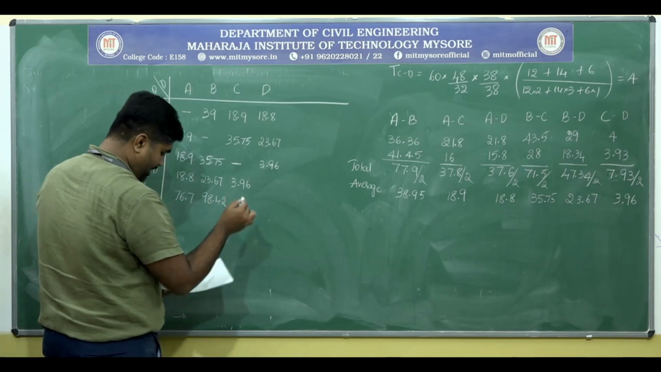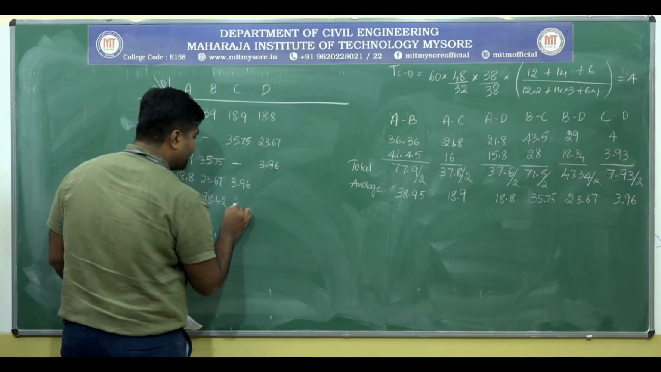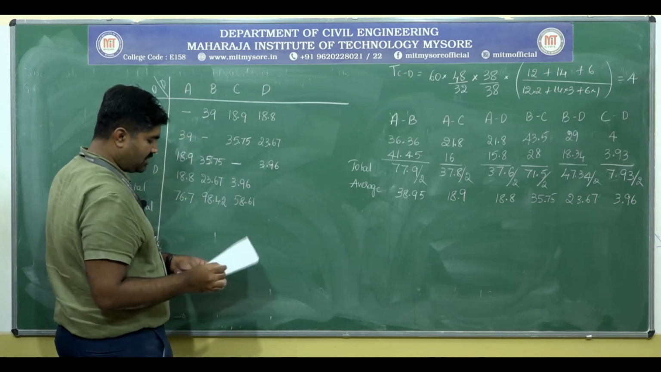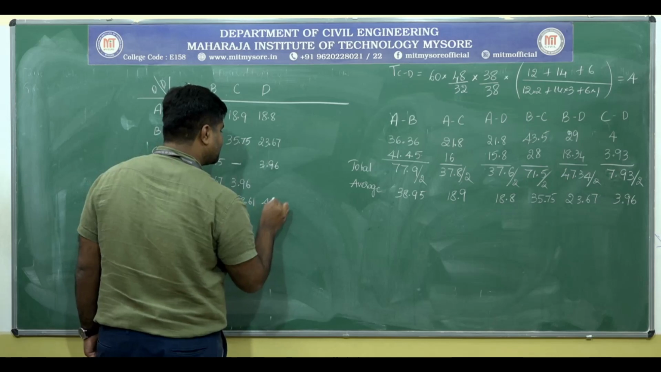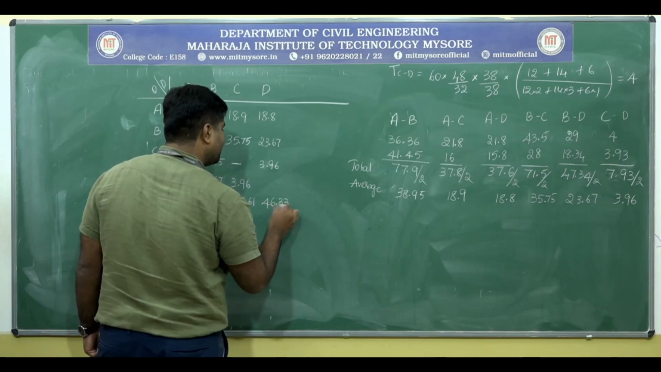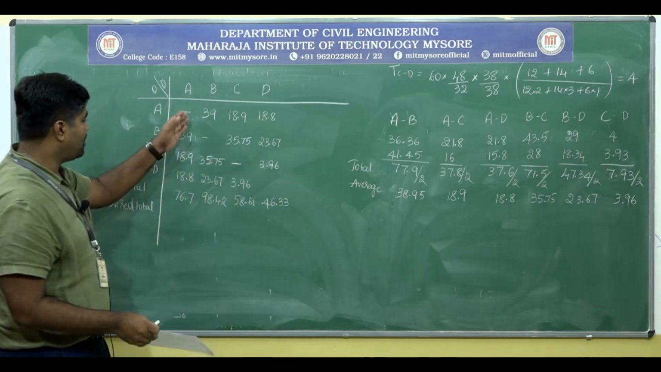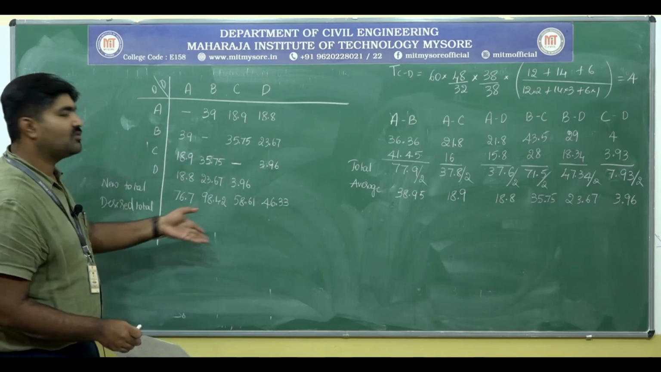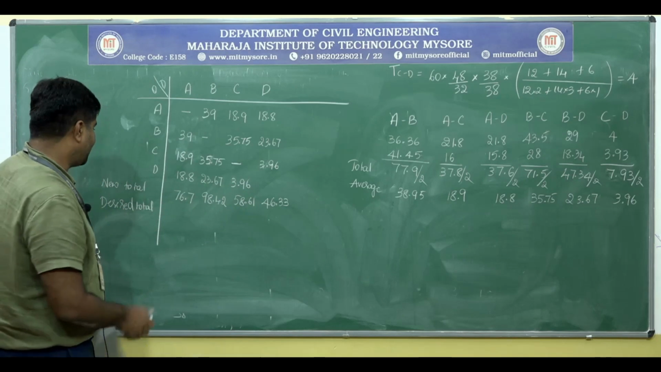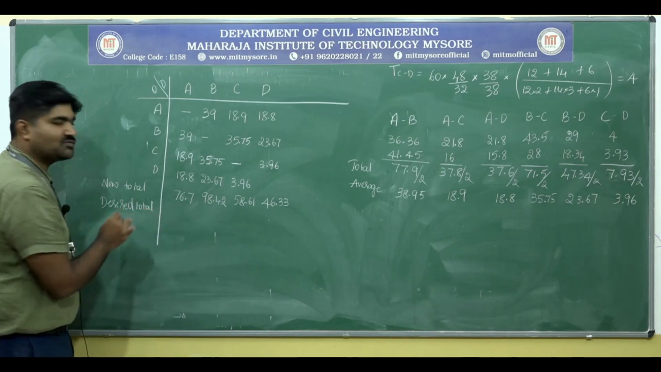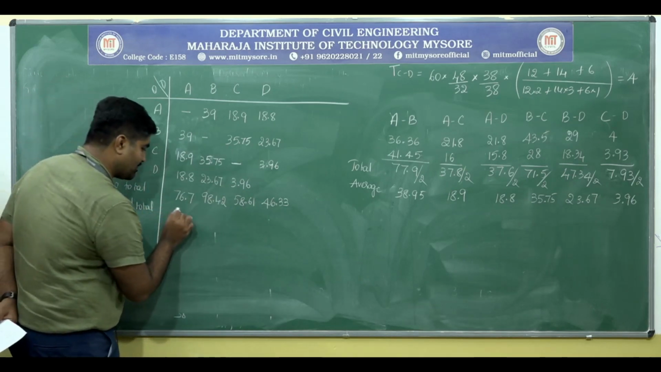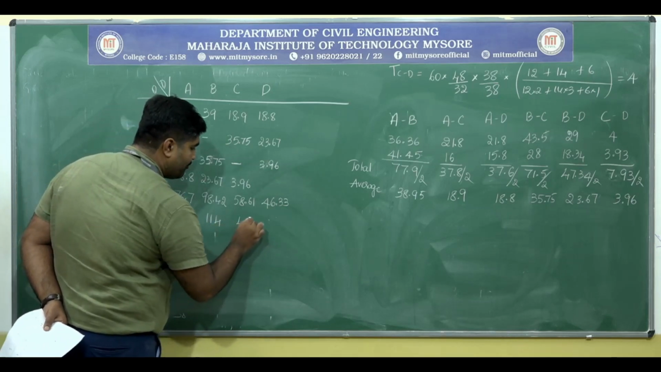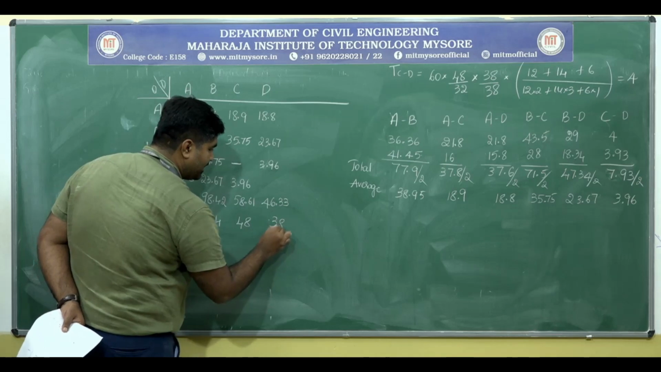If you add this column, you will get 98.42. If you add this column, you will get 58.61. If you add the last column, you will get 46.33. These are the new totals. Using that, we have to find the new growth factor. The desired trips will be the same as they are: 80, 114, 48, 38.